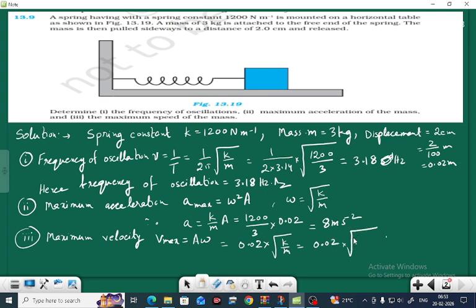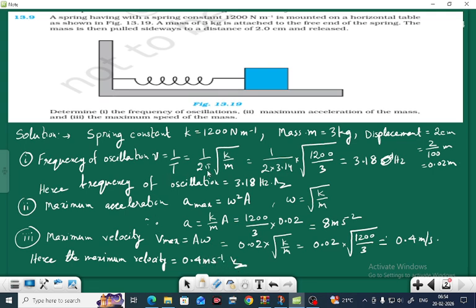What is the value of k? The value of k is 1200, and the value of m is 3. So after calculation we're getting the value as 0.4 meter per second. So this is the maximum velocity. Hence the maximum velocity is equal to 0.4 meter per second, right?